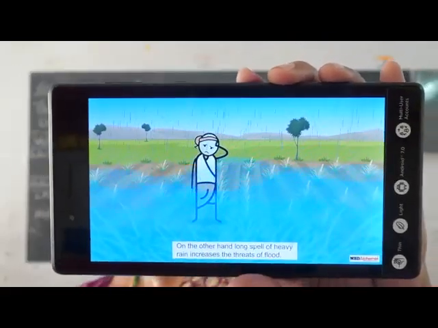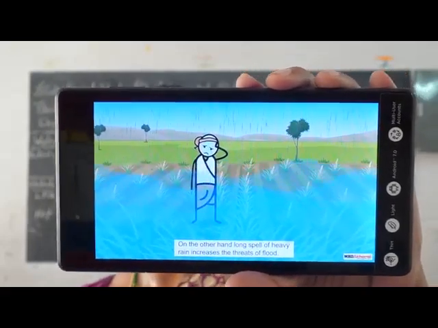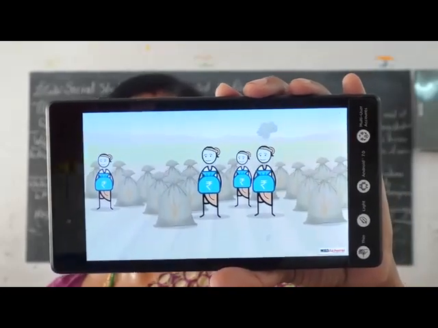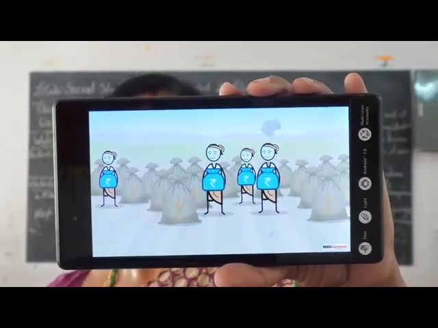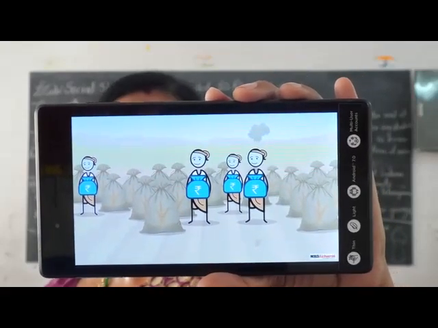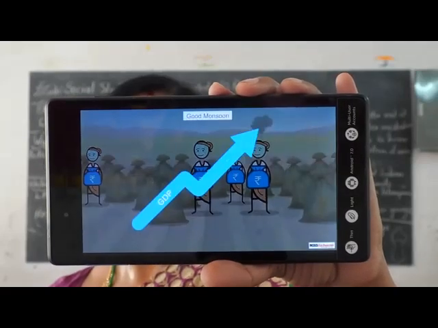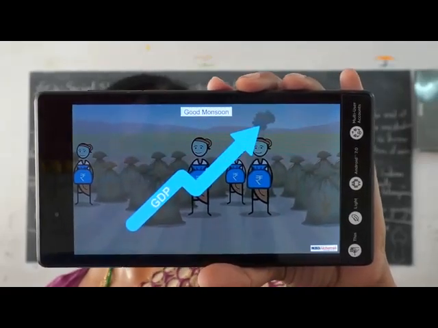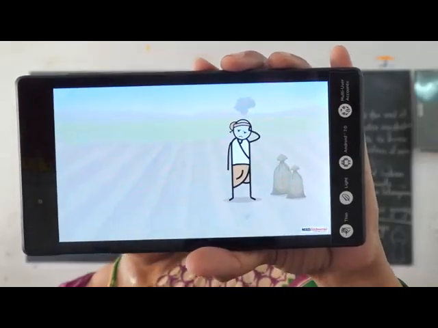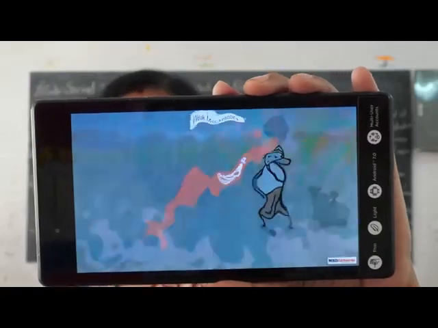On the other hand, a long spell of heavy rain may damage standing crops with increased threats of flood. The secondary sector of the economy, like agro-based industry, also depends on the monsoon, as the supply of their raw material is governed by a good spell of rain. The market will remain steady with a good monsoon year with stable prices of food products, whereas a bad monsoon season will cause inflation, food insecurity and public unrest.